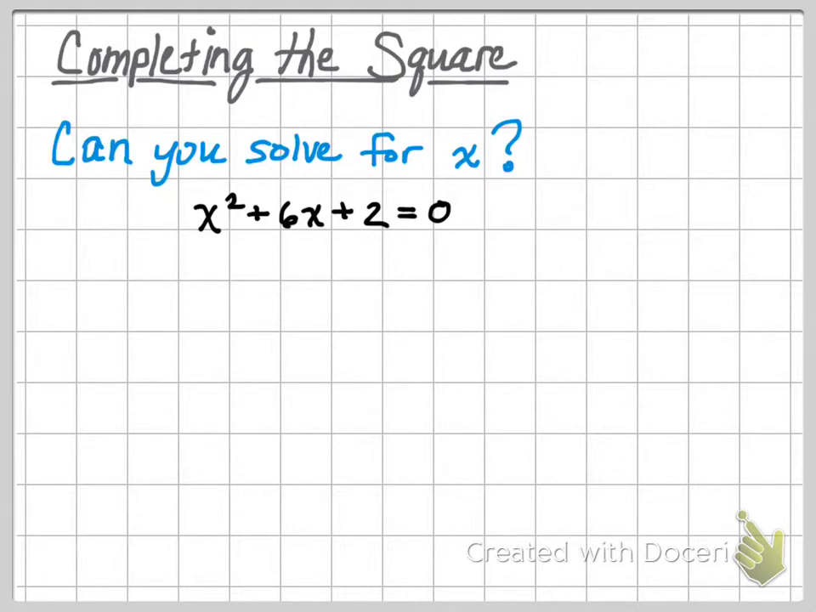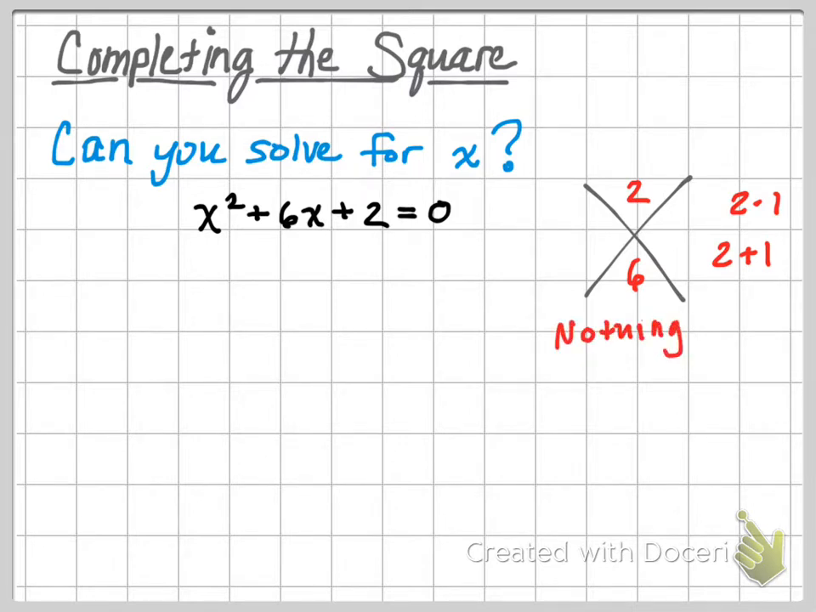So one thought might be, oh, well, maybe we can factor this and then use the zero product property. So when I go to try to set up for factoring, let's see what happens. I use my x, and I need something that will multiply to 2 and add to be 6. The only things that multiply to 2 are 2 times 1, but 2 plus 1 is 3. So nothing works here. So this is not factorable.